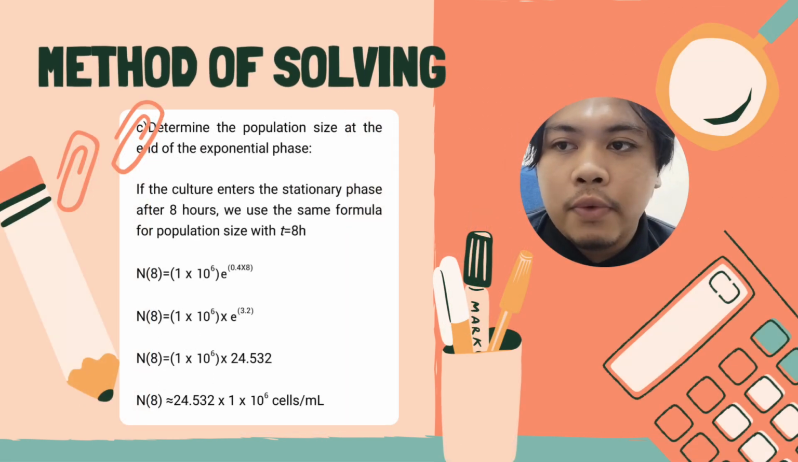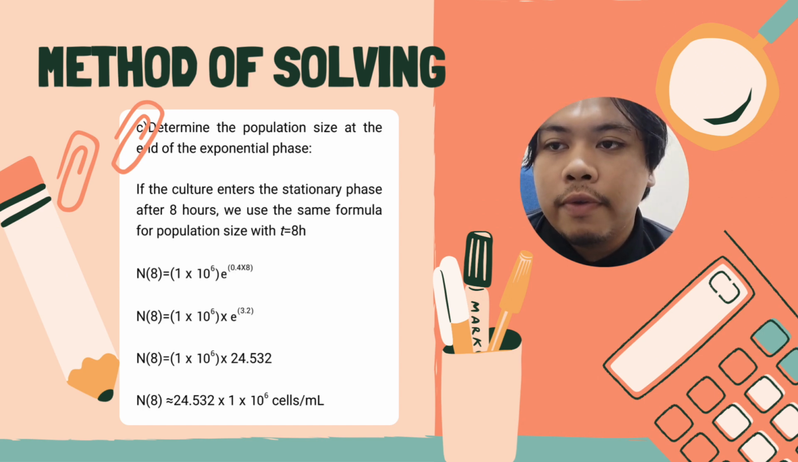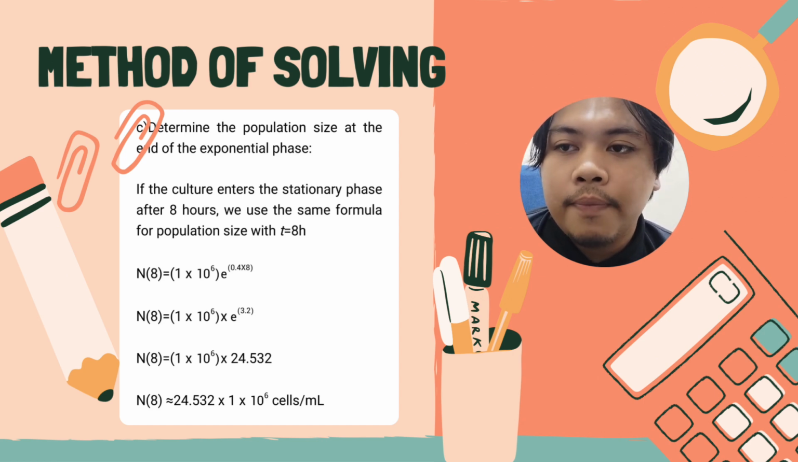The last question is to determine the population size at the end of the exponential phase. For this question, we just change the time to 8 hours. Over here we can see that we use the first-order differential equation to solve this. In the end, we get the answer of 24.532 divided by 1 × 10^6 cells per milliliter.